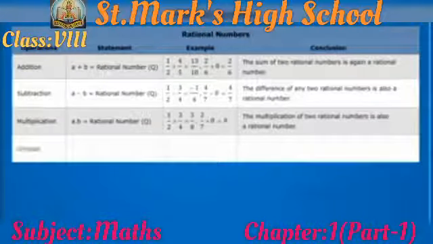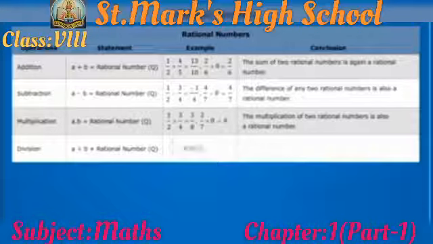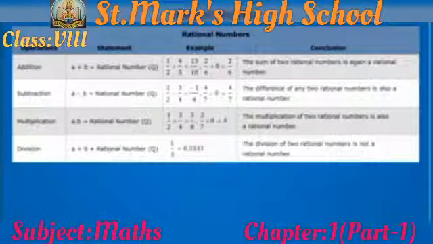Under division, if two rational numbers are divided, the result is not always a rational number. For example, 1 by 3 is equal to 0.3333, which is not a rational number. It concludes that the division of two rational numbers is not a rational number.